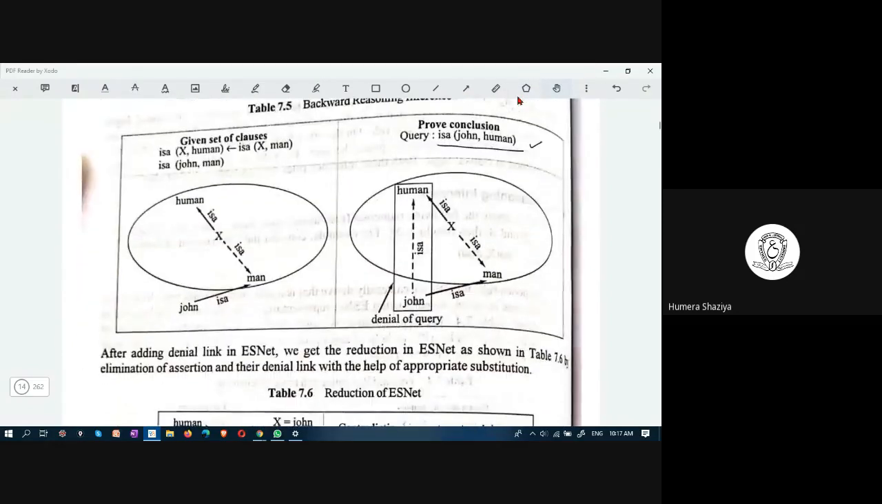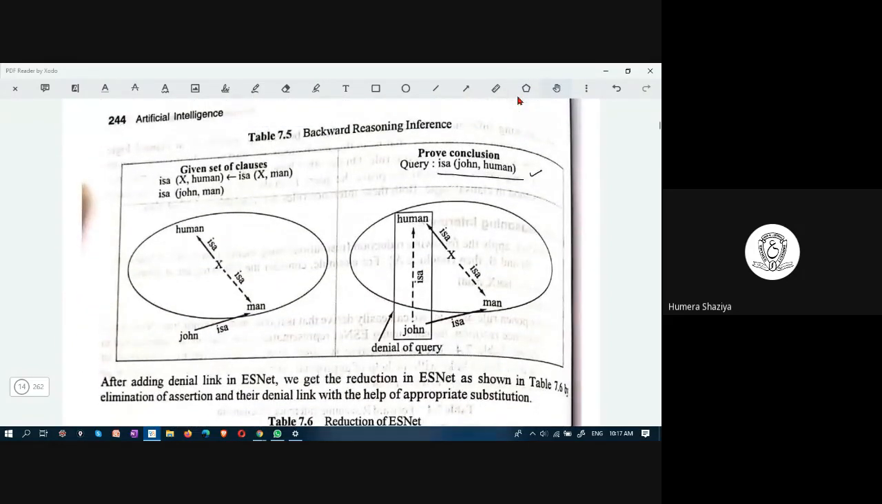How to prove that? Here, what is the given set of clauses? X is a human implied by X is a man. Also, it is said that John is a man. If A is implied by B, and B is true, then A is also true. What is A? A is X is human. What is B? X is a man. And in place of X, you are substituting John. And we are saying that John is a man.